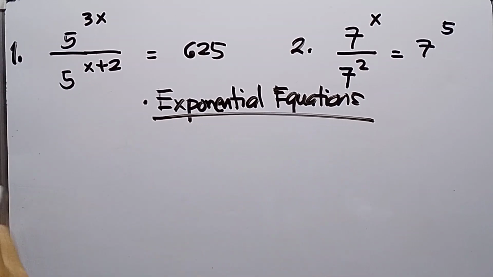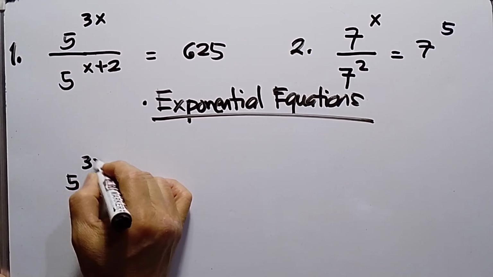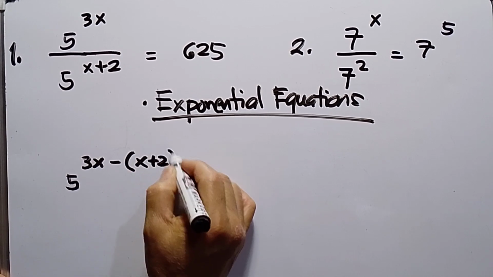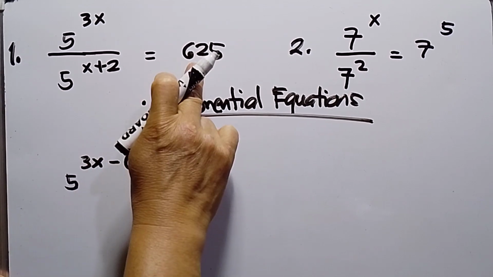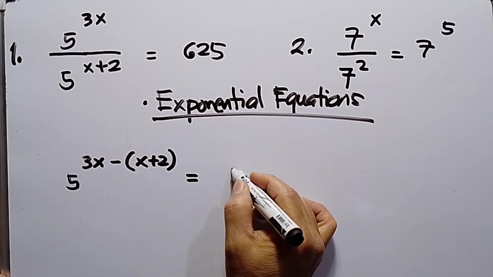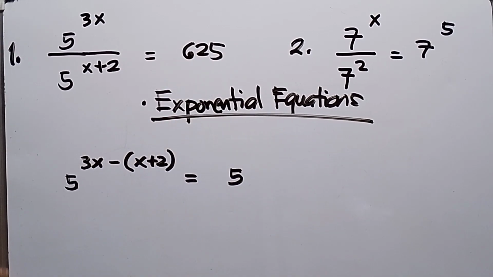Number 1 has the same base, so I can write this as 3x minus, in parentheses, x plus 2, is equal to... I need to make the right side the same base as the left side. So find the base. It should be 5, and then what will be the exponent?